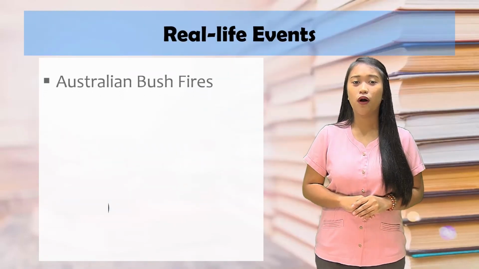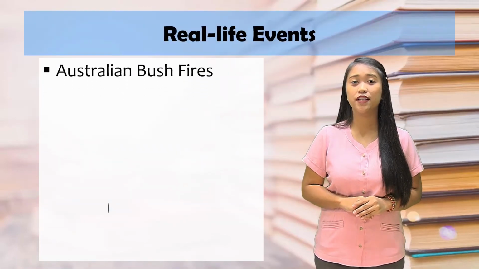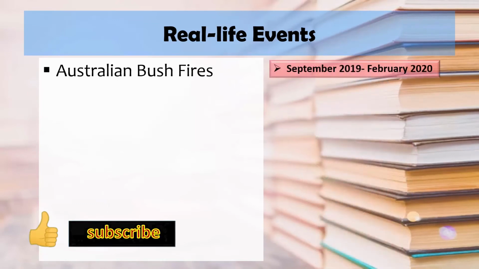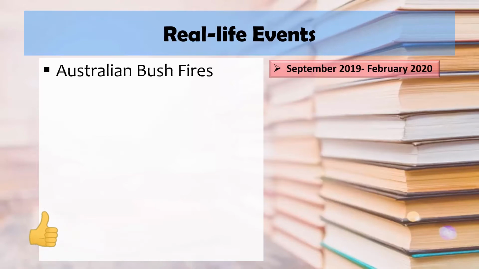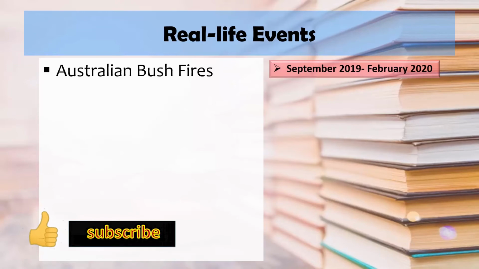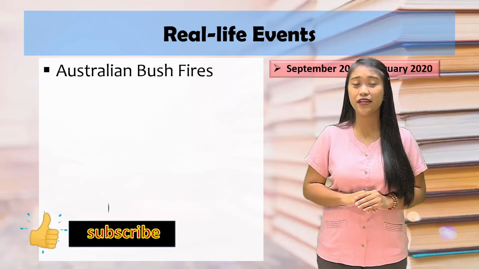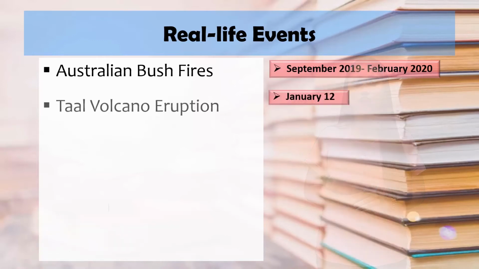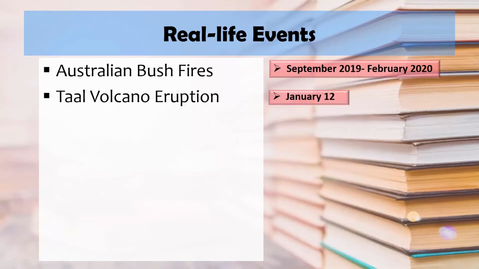The first one that happened was the Australian bushfires, which started in September 2019 to February 2020. This Australian bushfire is a very catastrophic event, especially for the animals and nature. A lot of animals were injured and most of them even died. The second one is the Taal volcano eruption here in the Philippines. It happened on January 12.